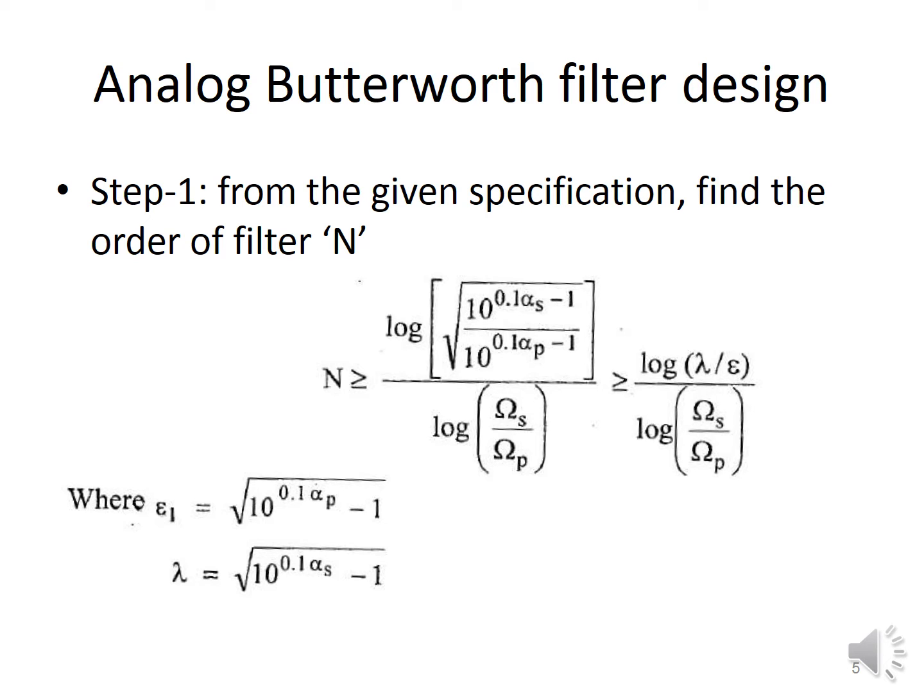From the given specification, find the order of the filter N. N is always greater than or equal to log of the root of (10 power 0.1 alpha s minus 1) divided by (10 power 0.1 alpha p minus 1), the whole divided by log of omega s divided by omega p. We can also write this as N is greater than or equal to log of lambda by epsilon divided by log of omega s divided by omega p, where epsilon is equal to root of 10 power 0.1 alpha p minus 1 and lambda is equal to root of 10 power 0.1 alpha s minus 1.